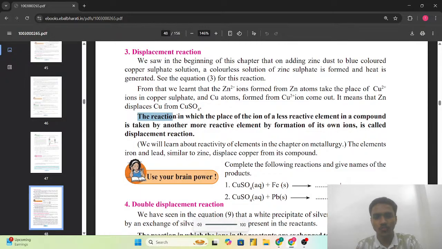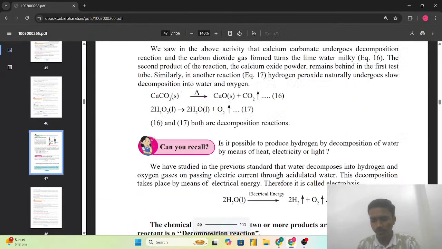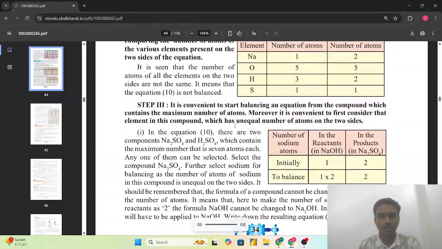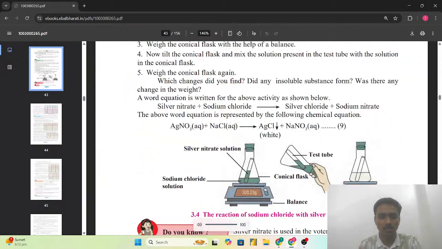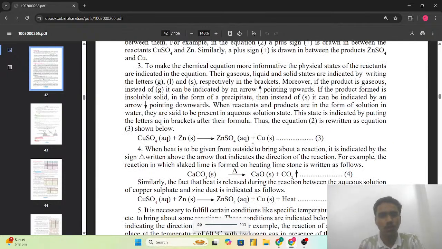So the reaction in which the place of the ion of a less reactive element in a compound is taken by another, more reactive element by forming its own ion is called a displacement reaction. As we have seen, zinc with copper sulfate solution leads to the formation of ZnSO4 and solid copper. Zn replaces the copper in the compound CuSO4. Zn occupies the place with the sulfate and forms ZnSO4.